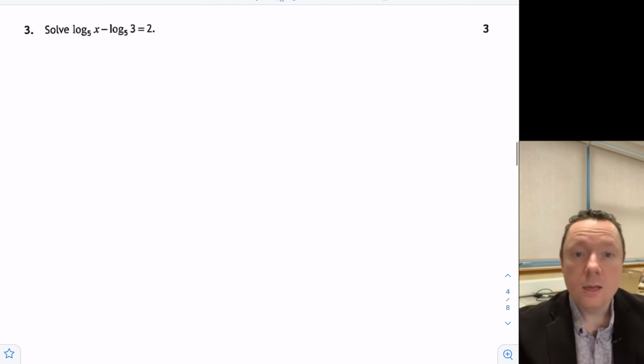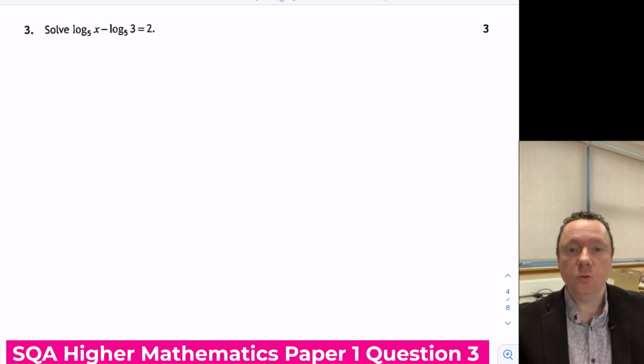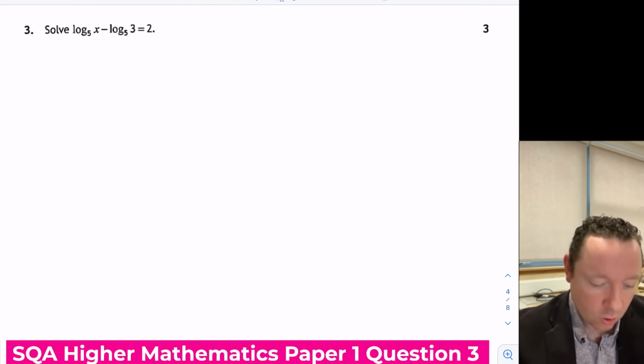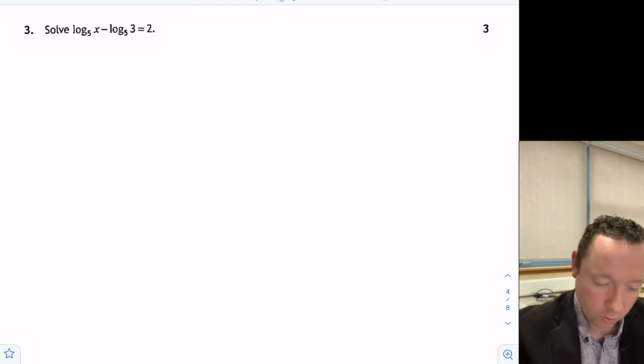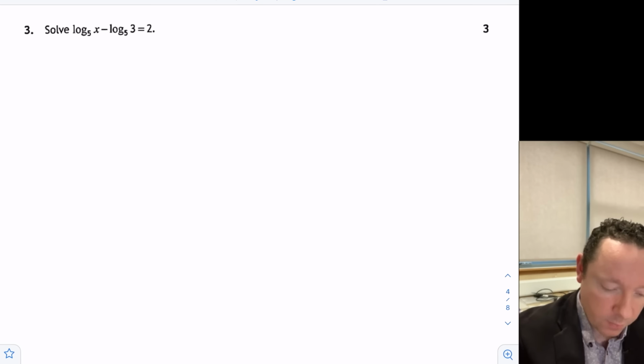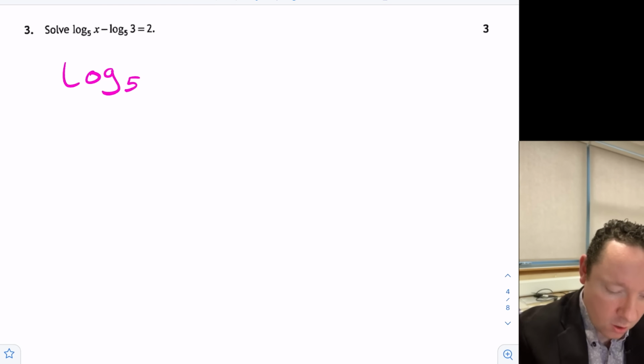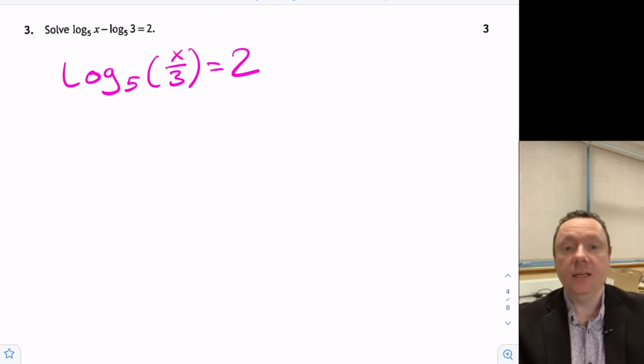And there we are. SQA Higher Maths 2023 Paper 1 Question 3. Solve log base 5 of x minus log base 5 of 3 equals 2. So rules of logs, if it's a minus with the same base, you can divide these together. So in one step, we get log base 5 of x over 3 equals 2. And then you need to get rid of the log.